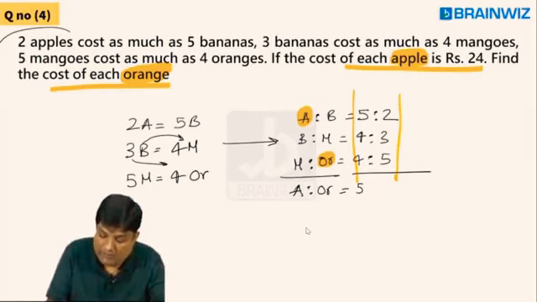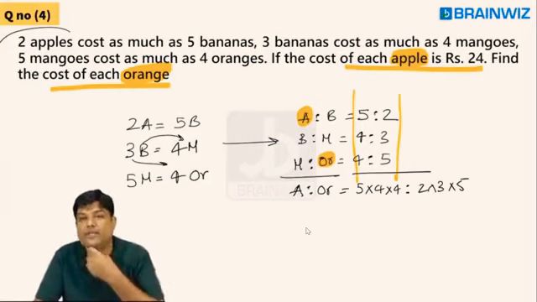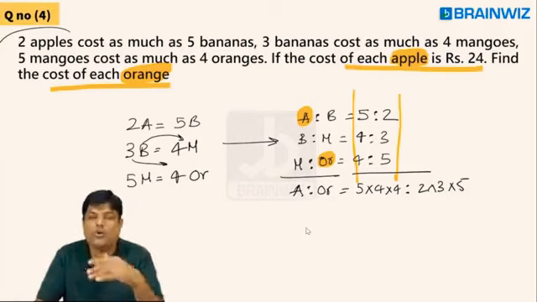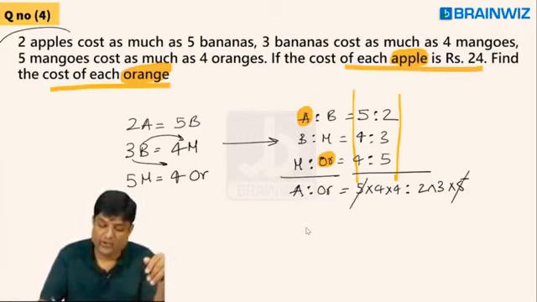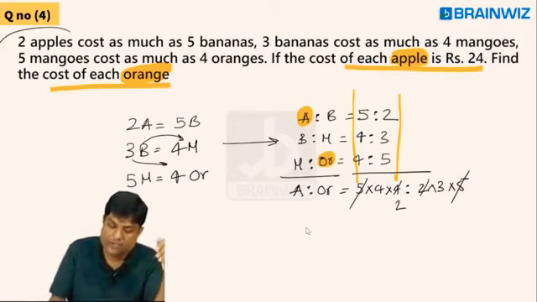Apple is what? 5 into 4 into 4. And this is 2 into 3 into 5. Are you understanding, everybody? Now you all tell me, cancel or multiply? This 5 I get cancel. You all know that. 2 ones are 2, twos are... Students have got the ratio.